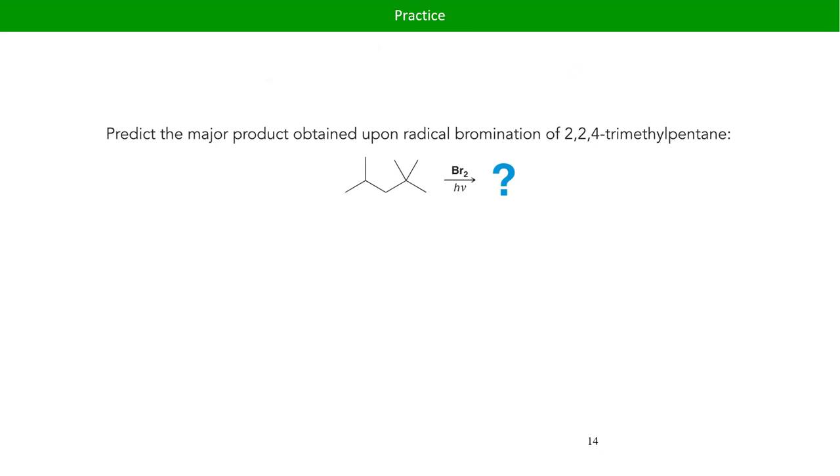Yes. So there's a quaternary carbon that doesn't have a hydrogen it can abstract, right? So it's not going to go there. There's a secondary right here. There's a bunch of methyls that would all give us the same product. Actually, let me color code this. So 1, 2, 3, all of those would give us the same product. Both of these would give us the same product. And there's the secondary carbon.